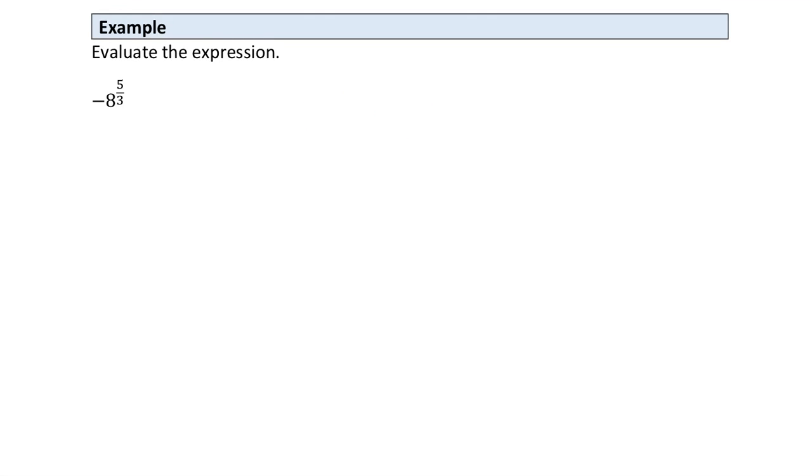In this example, we will be evaluating negative 8 to the power of 5 over 3. As you see, this expression has a negative, but it doesn't have any parentheses. So we will keep this negative in front, and then we will convert 8 to the power of 5 over 3 to a radical form. So let's start a radical and place 8 inside, then the exponent will be 5 and the index will be 3. So remember that each time the numerator will be the exponent and the denominator will be the index.